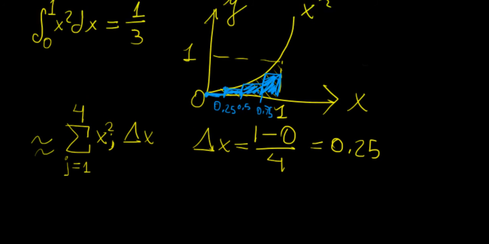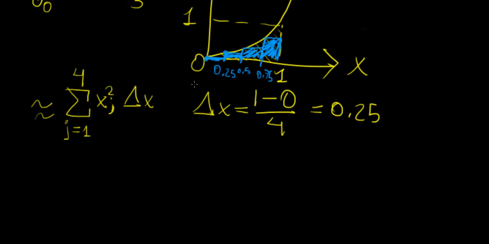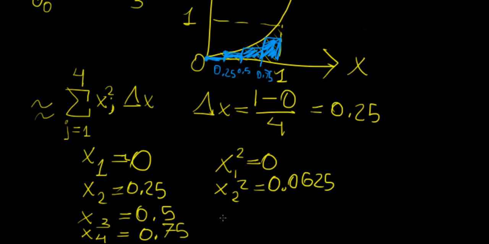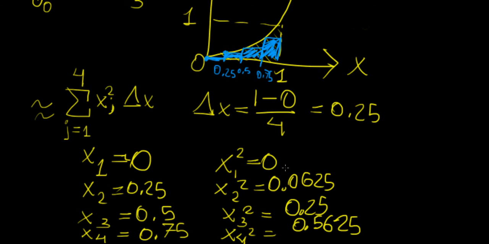So what we're going to do now is we're going to choose 4 points. Remember, we choose the endpoint to the left, so that means that x1 is going to be 0, x2 is going to be 0.25 because we have moved delta x steps forward, x3 0.5, and x4 equals 0.75, and this gives us x1 squared equals 0, x2 squared equal to 0.0625, x3 squared equals 0.25, and x4 squared equals 0.5625.